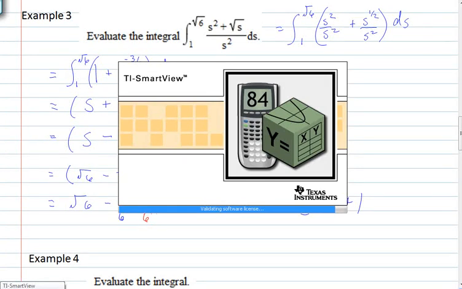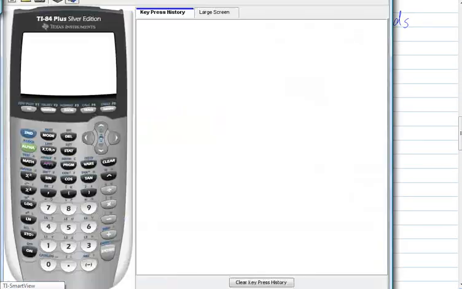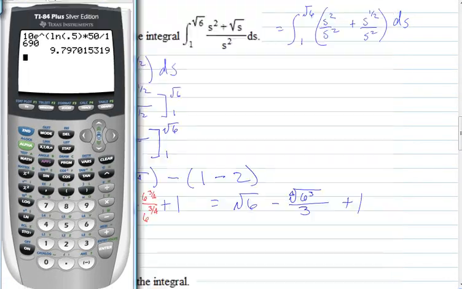Y'all both have your 89s with you, right? Y'all mind sharing the 83 so you can see how to do it, because this is what you got to use for your test. View, I don't want to see the keystrokes. All right.